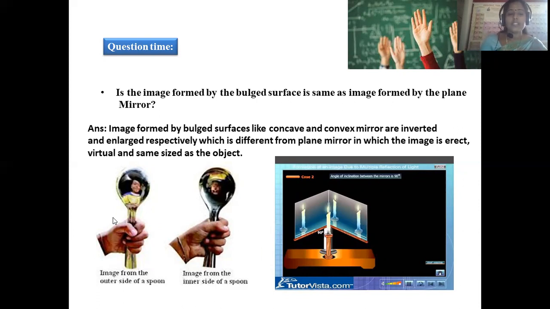I am taking a teaspoon. Outside, it works like a convex mirror. Inside, because the internal curvature is there, it works like a concave mirror. And here a plane mirror was taken, where no curvature is there. It is a flat one. In the three cases, we are going to observe how the picture appears.